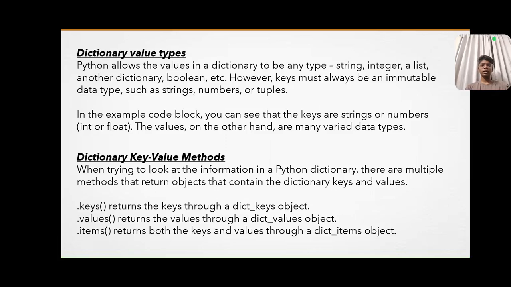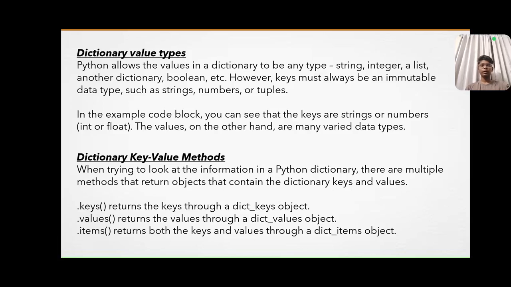Next, dictionary value types. Python allows the values in a dictionary to be any type: string, integer, a list, another dictionary, boolean, etc. However, keys must always be an immutable data type such as strings, numbers, or tuples. In the example, we can see that keys are strings or numbers.